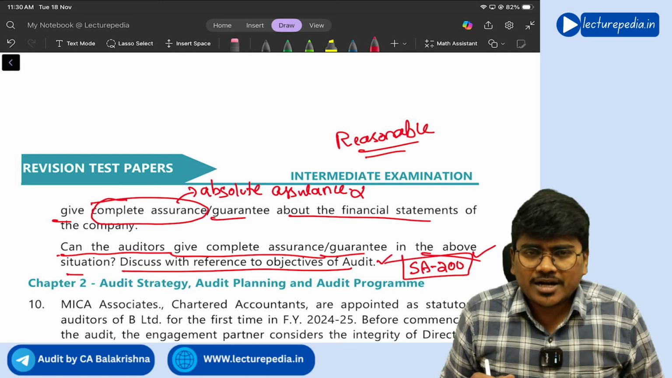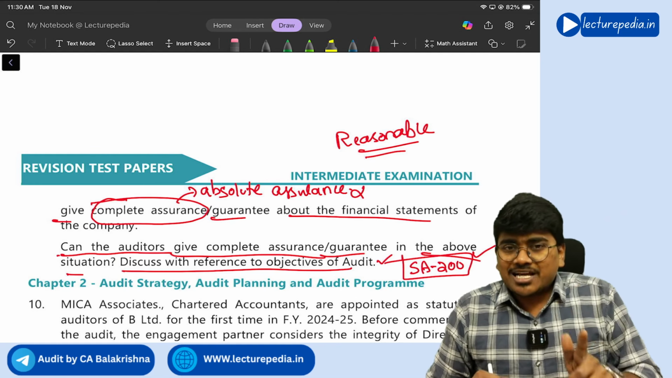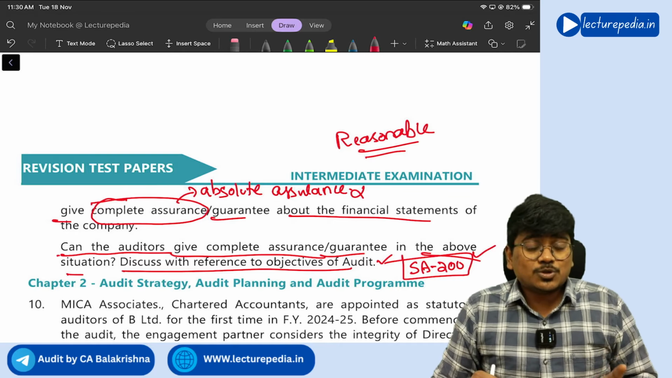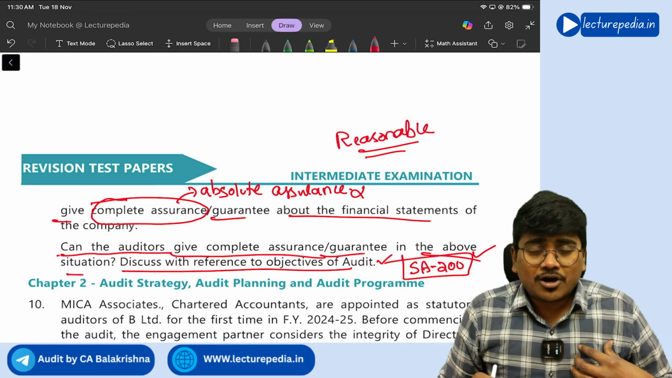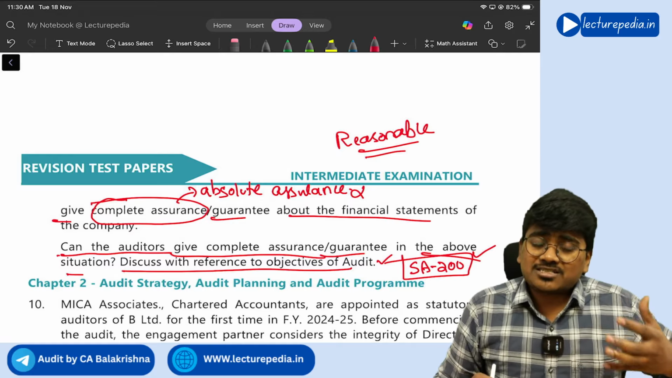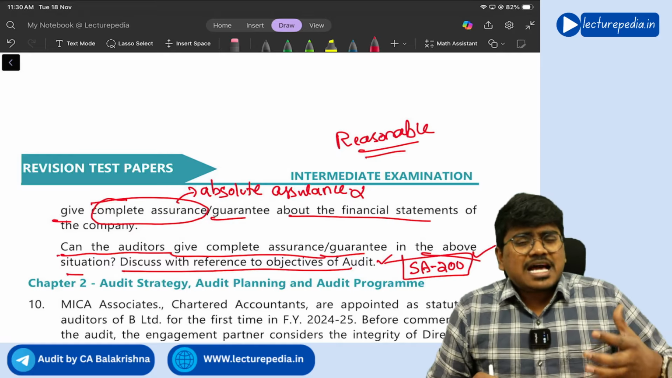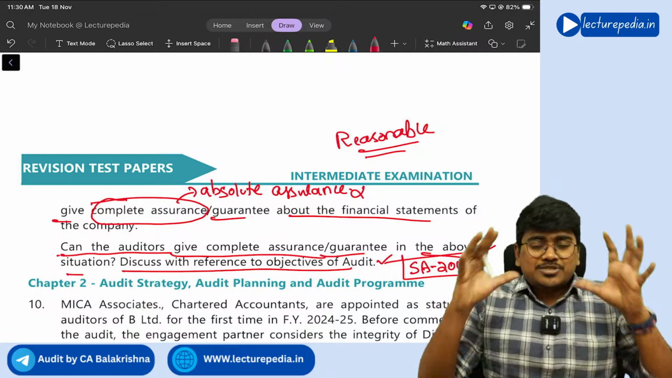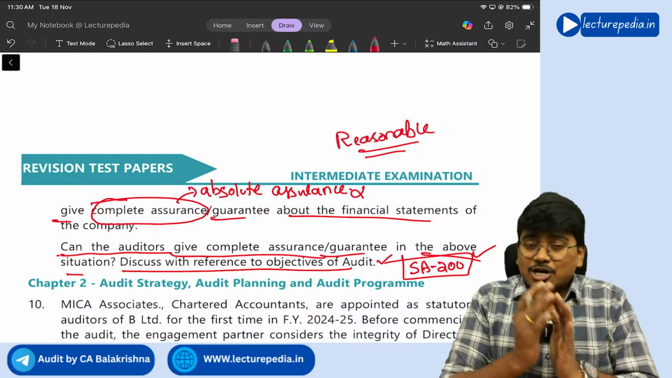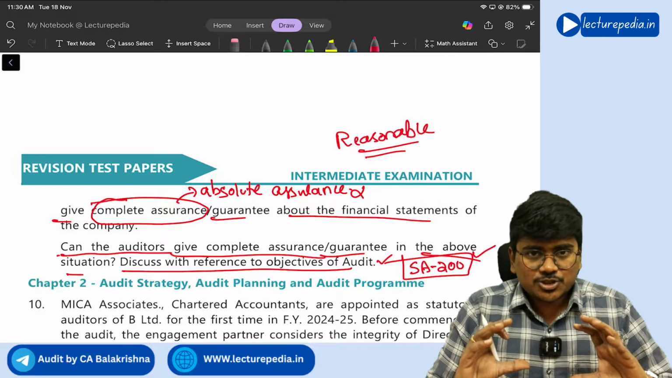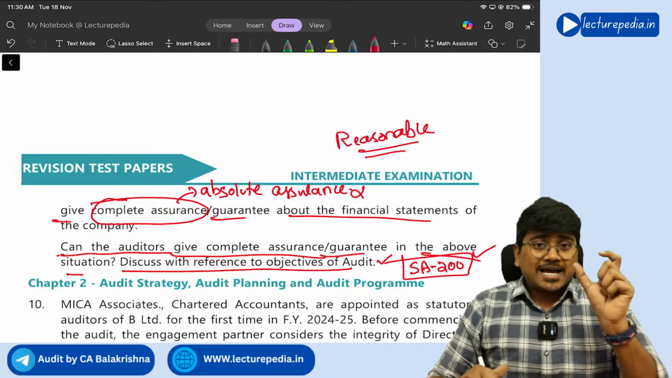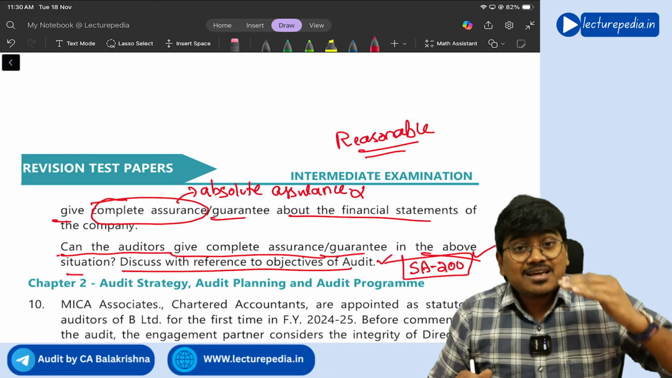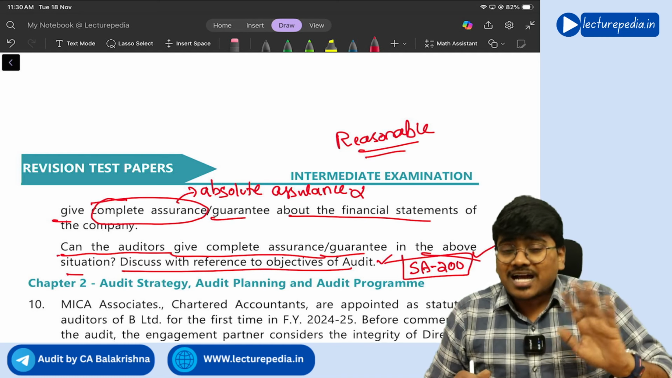What is objective of audit? To obtain reasonable assurance that financial statements as a whole are free from material misstatements, whether due to fraud or error, thereby enabling the auditor to express an opinion on whether financial statements in all material respects has been prepared as per applicable financial reporting framework or not. Right? This is the objective that we have learned as per SA 200. So you need to write this objective and state that in this objective they have used the term reasonable assurance. And reasonable assurance means a high level of assurance but not absolute assurance.